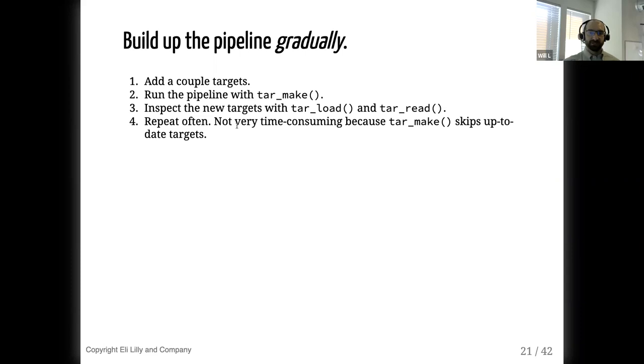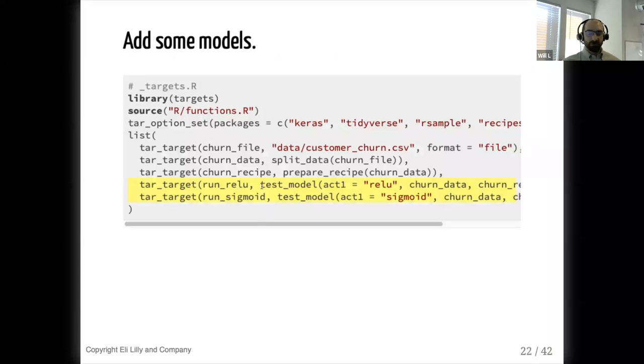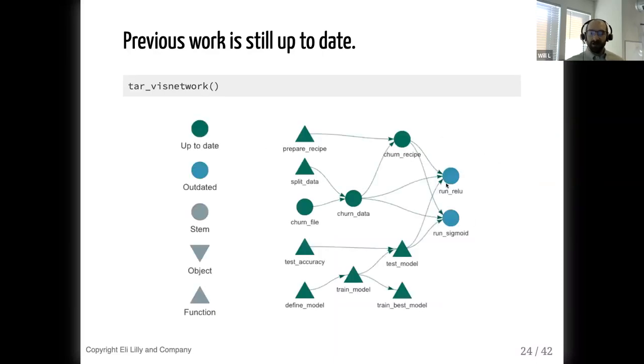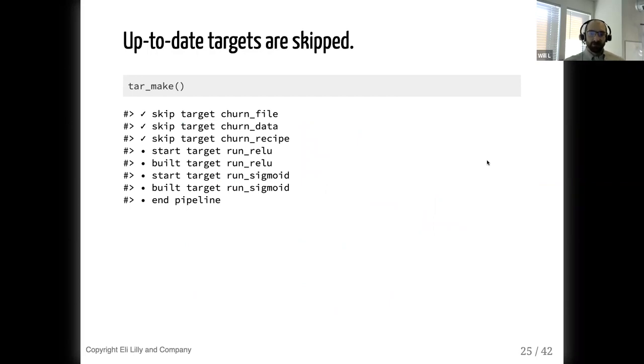And very soon, you'll have interactive exercises in a cloud workspace in order to do that. But for now, I'm going to preview what we're doing. We wrote some more functions to fit models, to fit deep neural nets. And we're going to fit two different ones with two slightly different deep neural net architectures. These two targets will immediately appear as outdated because we haven't run them yet. They will appear in the graph, and they'll depend on the functions required to call them, and also on the targets they use, the upstream data. When we run tar make, it's going to skip the targets that we already ran, if there were no changes to the upstream code and data, but it'll run the new or outdated targets like our models.